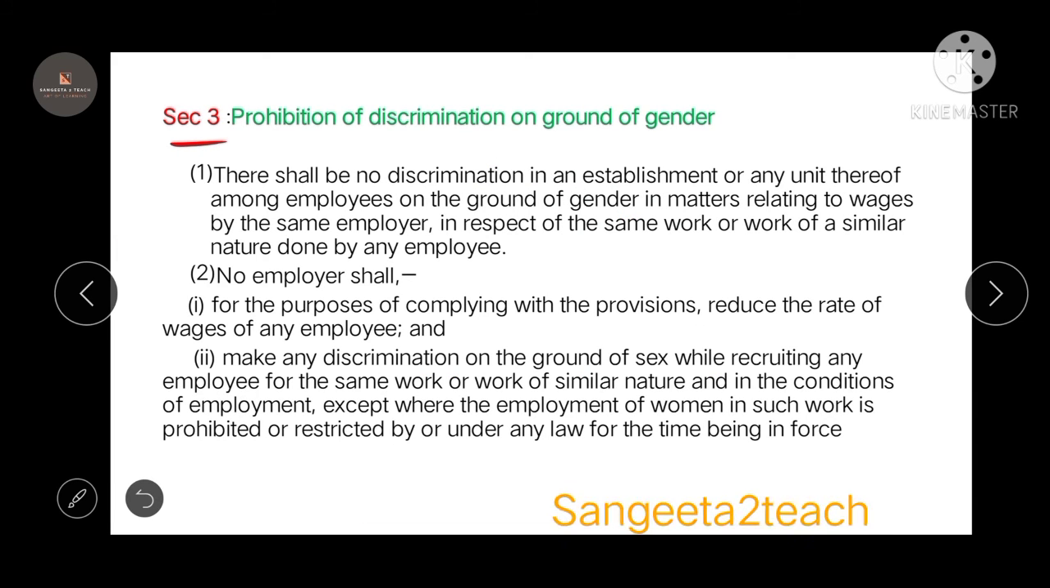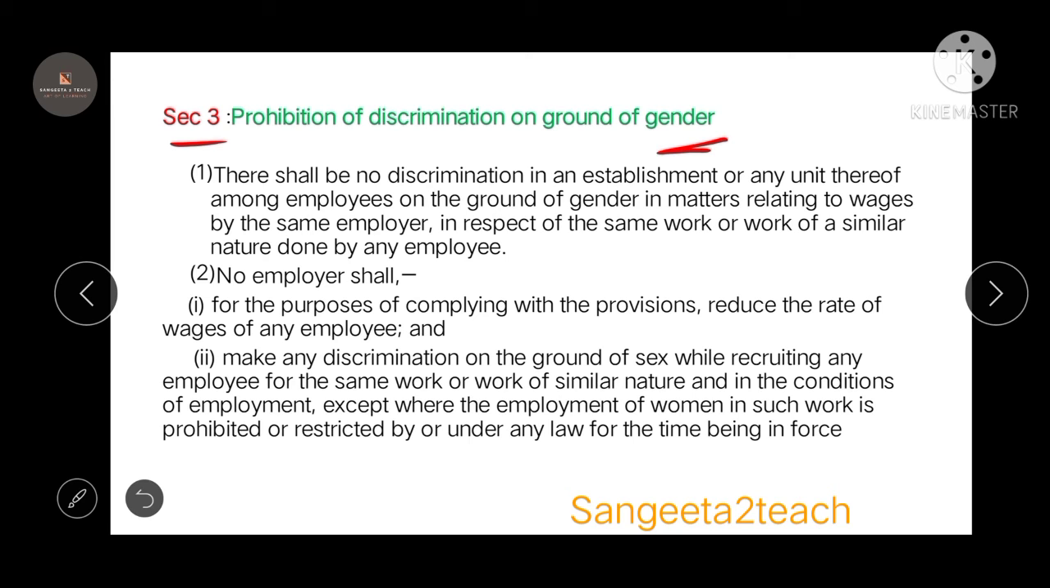Coming to section 3. Section 3 talks about the prohibition of discrimination on the ground of gender. We know that the Code on Wages is a combination of the Payment of Minimum Wages, Payment of Bonus, and also the Equal Remuneration Act. So section 3 deals with equal remuneration. There shall be no discrimination in an establishment or a unit thereof among the employees on the ground of gender in matters relating to wages by the same employer. For the same work, they have to pay the same kind of wage.